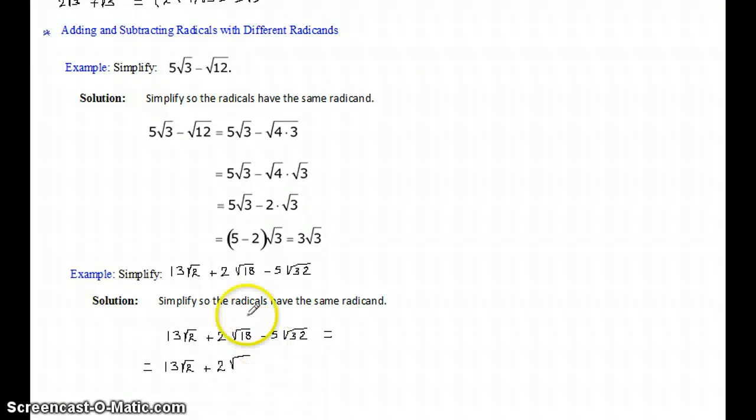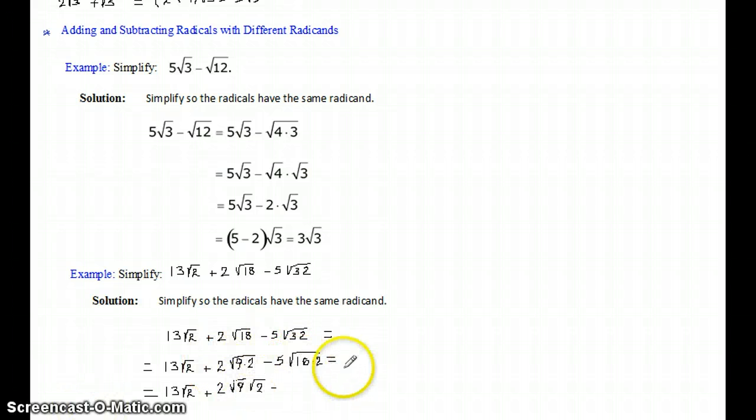We can simplify square root of 18. 18 has a factor that is a perfect square. The greatest factor that is a perfect square is 9. So we can express 18 as a product of 9 and 2. For the next radical, we're looking for a factor of 32 that is a perfect square. And it will be 16. 32 is a product of 16 and 2.